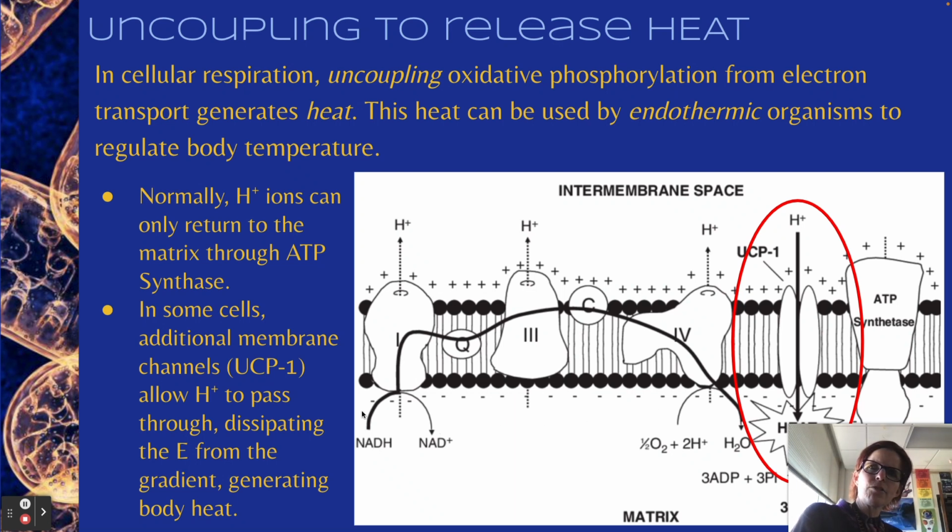Here's NADH dropping off its electrons. Here's the hydrogens getting pushed through. They didn't show you FADH2 in this case. They didn't show it dropping those off. That's fine. But the hydrogens are getting dropped off here, and they're supposed to come through ATP synthase to make ATP. However, sometimes we let some of the hydrogens through on their own, and I wish I could move.